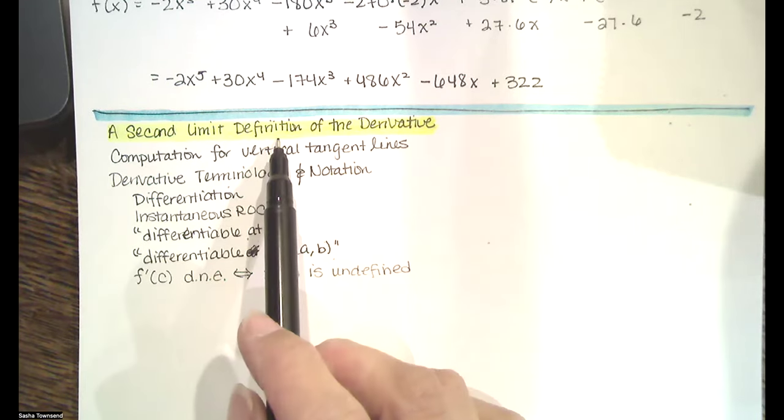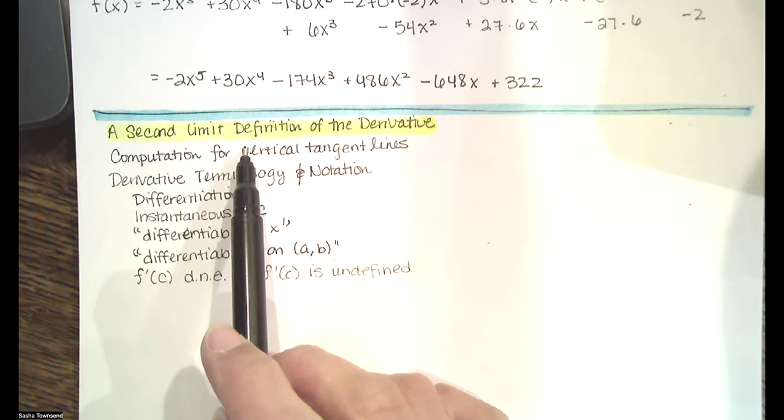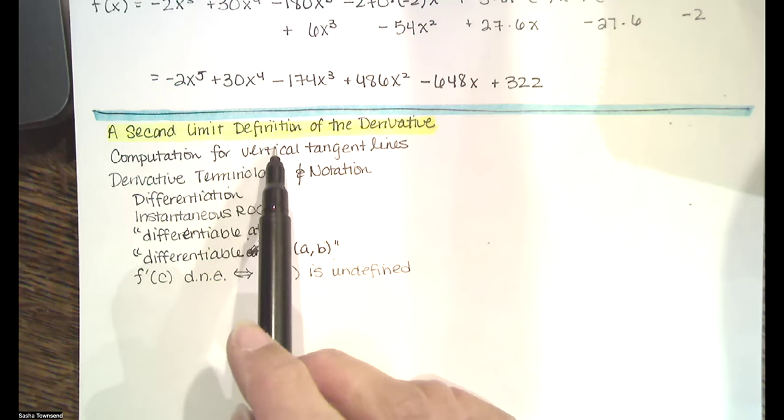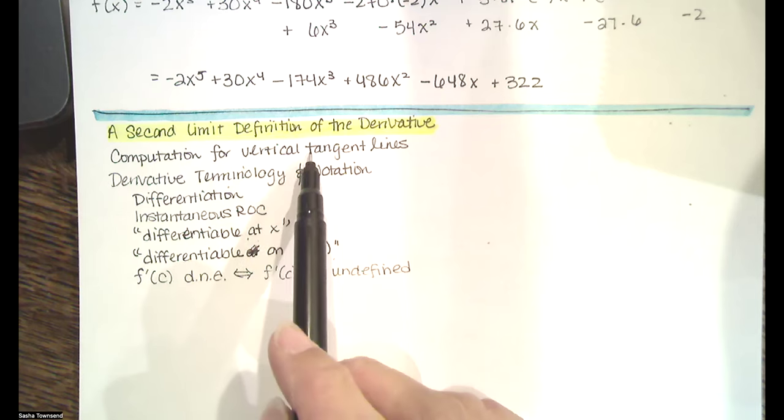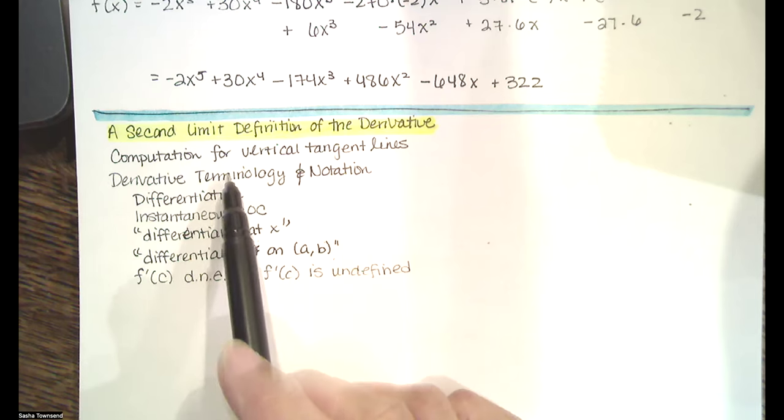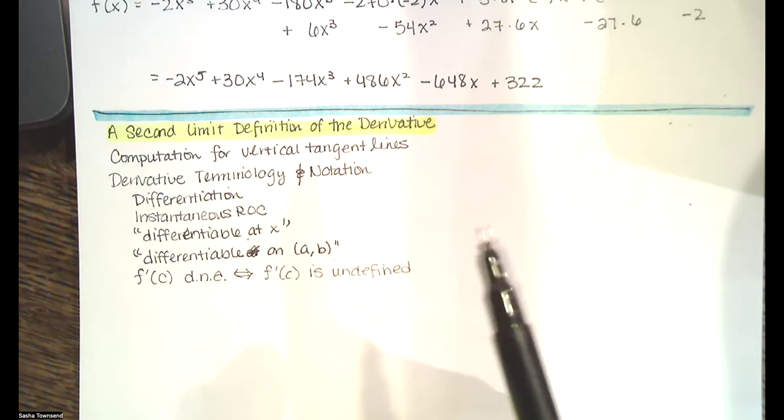In this video, we talk about a second limit definition of a derivative, what the result would be when we try to use the limit definition to compute a derivative where the function has a vertical tangent line, and we'll look at an example of that. And then we look at some derivative terminology and notation.